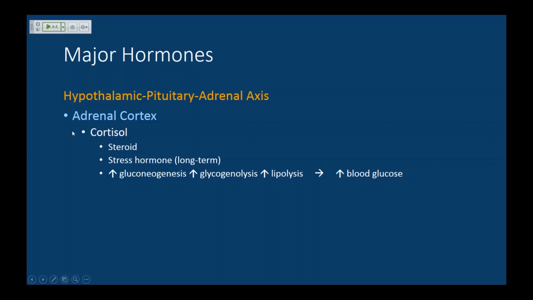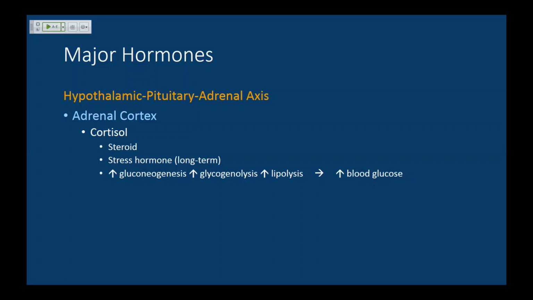So the major hormone of this axis is cortisol. Okay, again, it is a steroid hormone. This is kind of the long-term stress hormone of the body, whereas the short-term stress response is basically mediated by the sympathetic nervous system, which we talked about in the nervous system lecture. But the long-term stress response is in part mediated by cortisol.